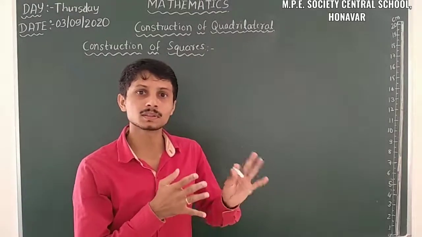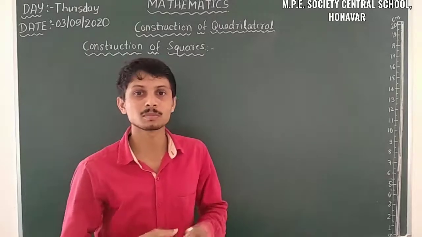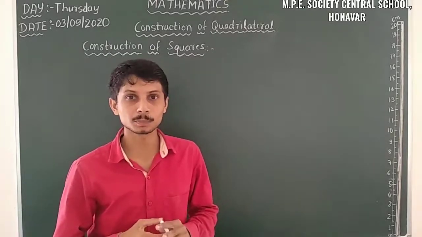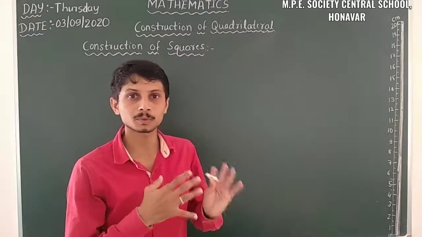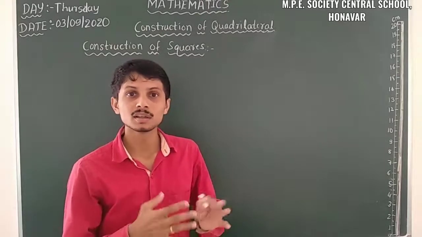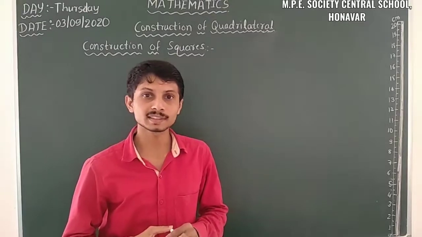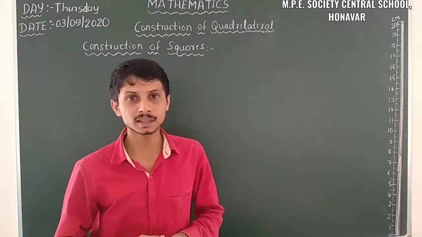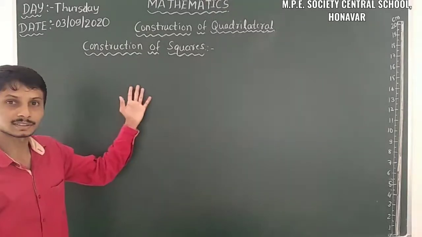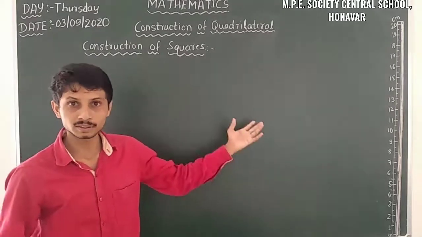Compared to the previous cases, we are following some of the same procedures. First we go through the procedure, and simultaneously we construct a square. So let us take an example and go with the procedure to construct a square. Here we have to construct a square of side 5 centimeter.